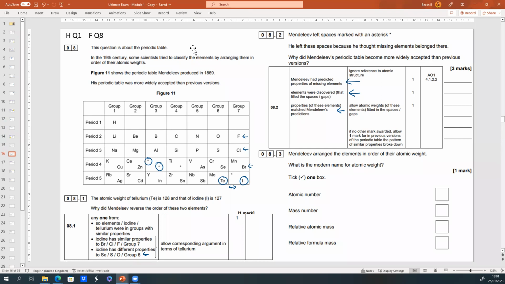So Mendeleev arranged the elements in order of their atomic weight. What is the modern name for their atomic weight? When we look at the periodic table, the top number, the mass number, goes generally from low to high, but it's not perfect. However, if you look at the bottom number that we call the atomic number, they strictly go in order. Hydrogen 1, helium 2, lithium 3, etc. So they're now ordered by what we call the atomic number.